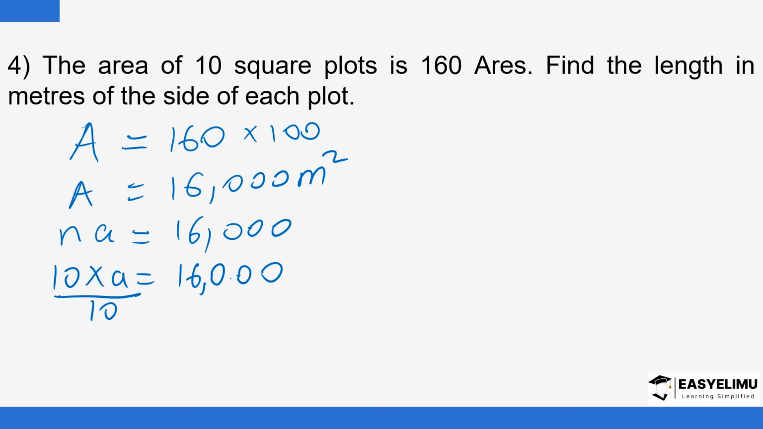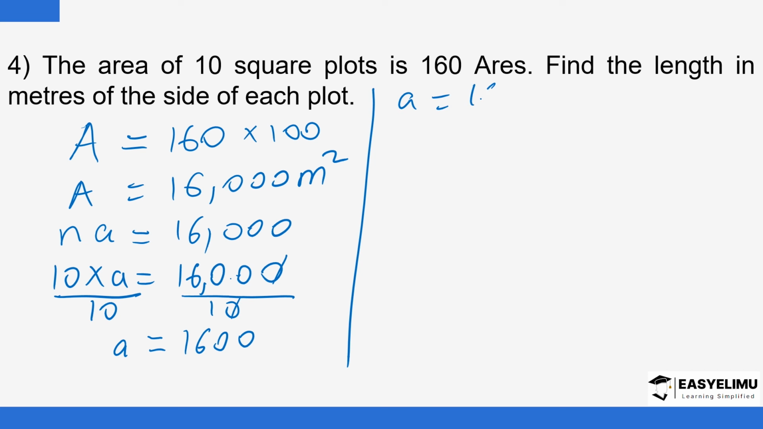So when I have the area, I have the shape, I'll be able to know which formula I should use, and then I do the substitutions in the order in which the formula is written, and then from there I'll be able to find what I'm looking for. So we divide both sides by 10. So left hand side, I have a remaining, the other side, this cancels, and then I have 16 and the 2 zeros. So this area here is 1600.